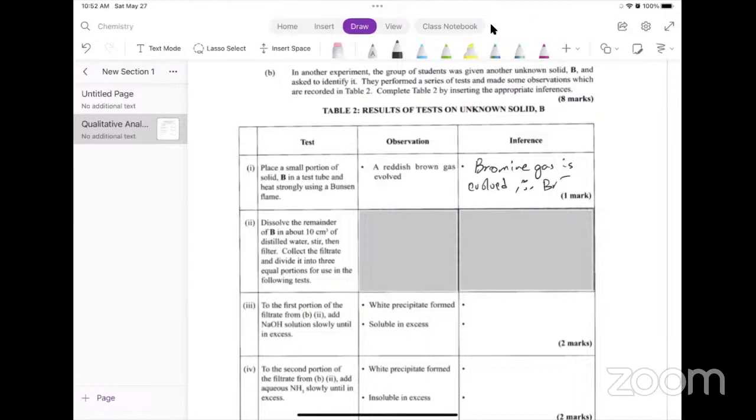The white precipitate, I'll say ZAP. So you think we have a ZAP situation here? Yeah, I think so.